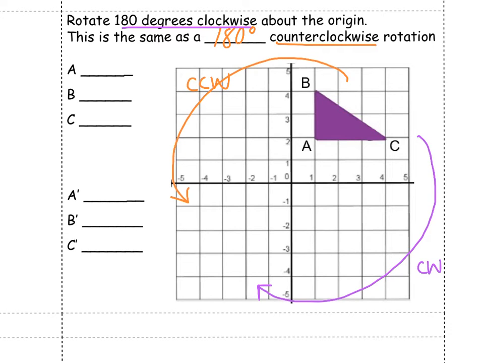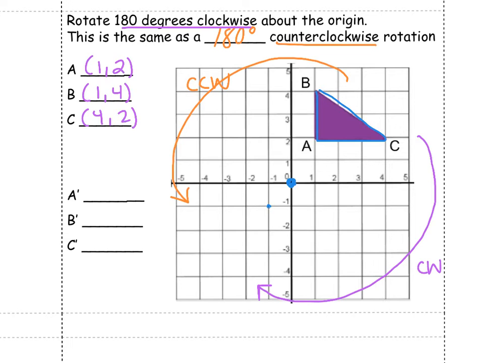So to start, let's find A, B, and C. A is at the point 1, 2. B is at the point 1, 4. And C is at the point 4, 2. So if we think about taking this image and flipping it around the origin, we're going to swing it around the origin over into quadrant 3.